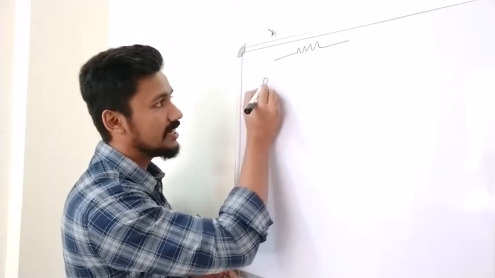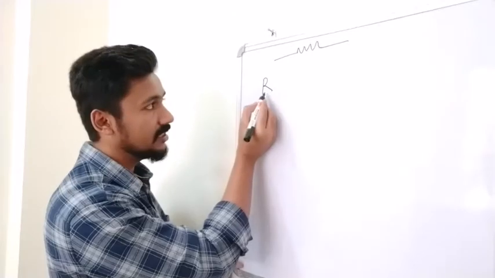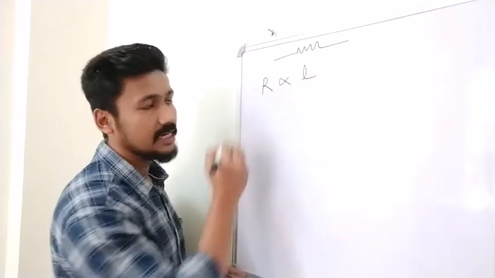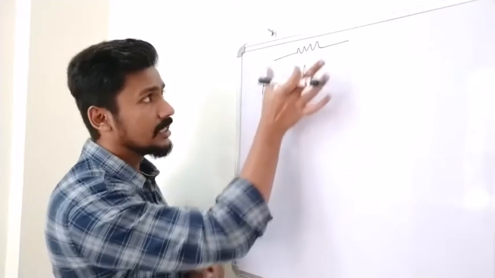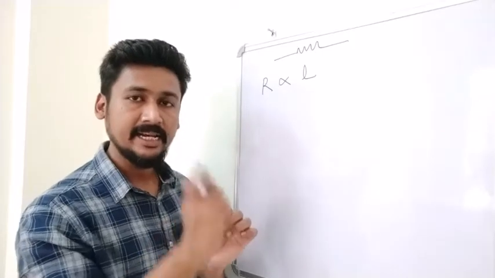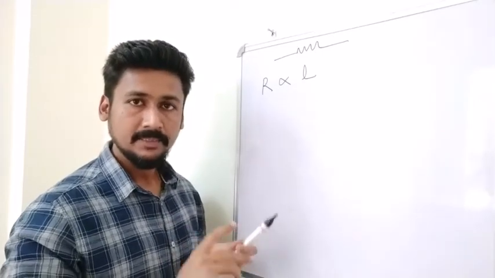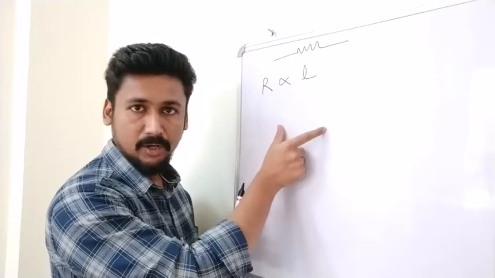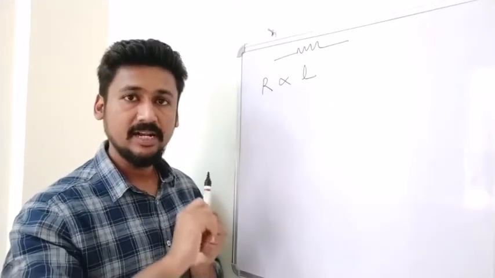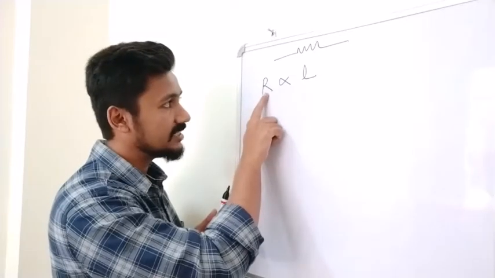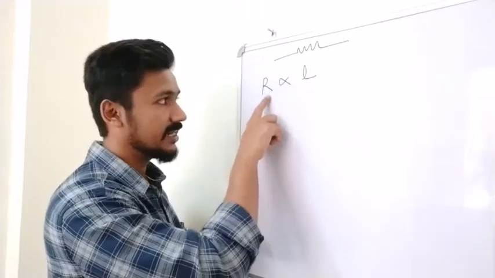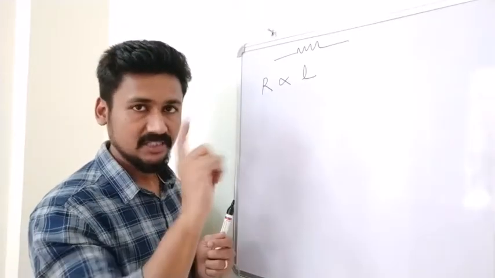Which are those? Length and area. And how does it depend? We say that the resistance is directly proportional to the length L. Means your resistor, how much length it has, depending on that length the resistance can be controlled. If you have a 5 centimeter resistor and a 10 centimeter one, the one with 10 centimeter will have more resistance. So resistance is directly proportional to length. As the length increases, resistance will also increase. So that is the first factor.